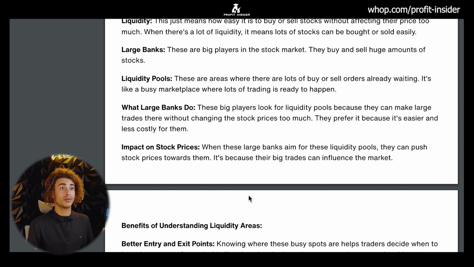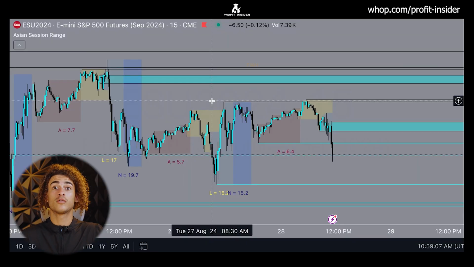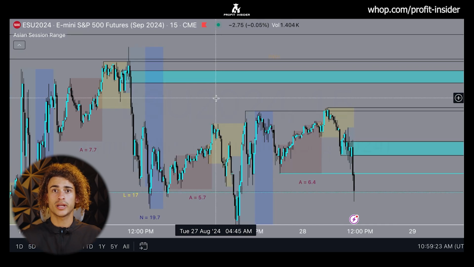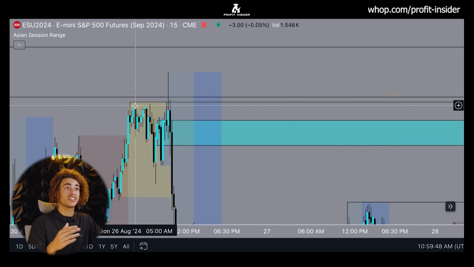Now let's look at a quick example on the charts. The main areas I look for when I'm finding liquidity are highs, lows, and open of the New York, London, and Asia trading session. So now let's take a look at how price interacts with an area of liquidity. Right here you can see that we have a London high. This is the highest point that price reached during the London trading session.